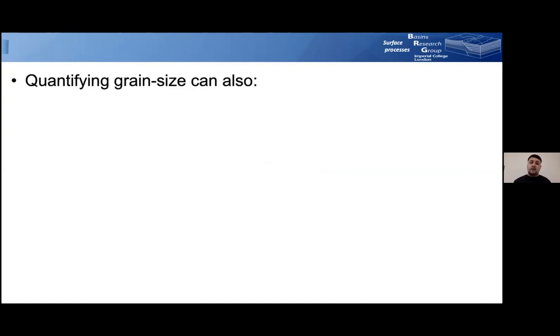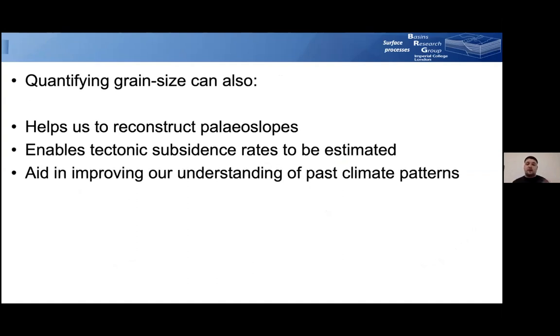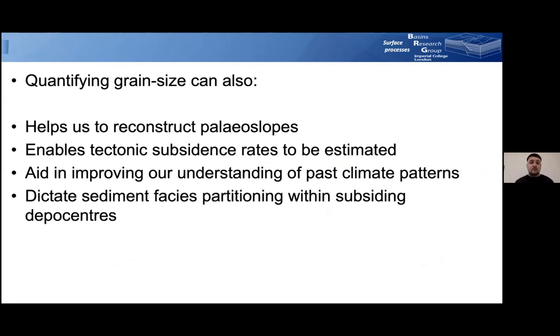However, I will highlight, just after I tell you why, that quantifying grain size can be quite cool. It helps us reconstruct paleoslopes, it enables tectonic subsidence rates to be estimated, it aids in improving our understanding of past climate patterns, and it dictates sediment facies partitioning within subsiding depocenters.